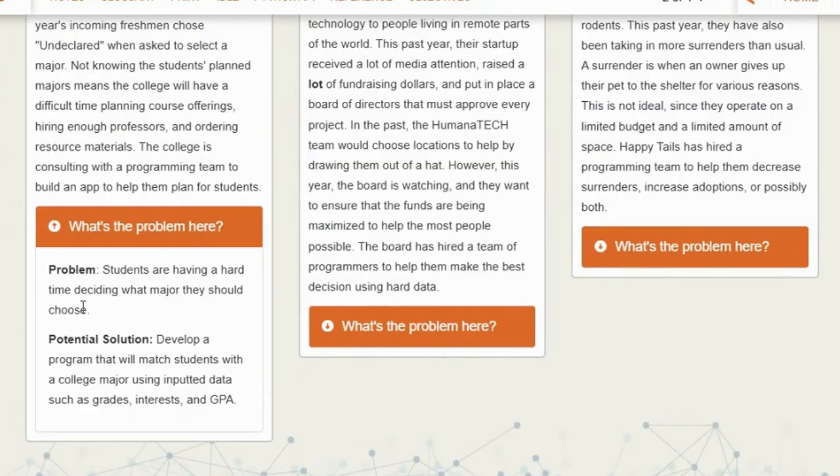Problem: students are having a hard time deciding what major they should choose. Exactly what you put there. Students don't know what they want to major in. Potential solution: develop a program that will match students with a college major. Use input data like grades, interests, and GPA.